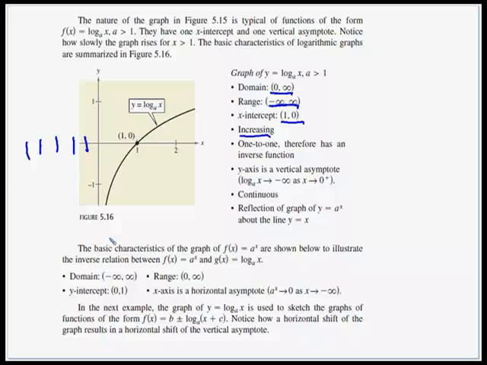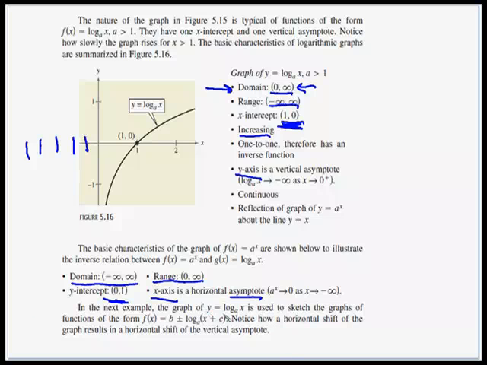And here below the picture, the basic characteristics of the exponential function are shown to illustrate the inverse relationship. So the domain was negative infinity to positive infinity, where in our logarithmic it was 0 to infinity. The range of our exponential was 0 to infinity, which is the domain of our logarithmic. The domain and the range were reversed. We had an x-intercept for our log function. We had a y-intercept for our exponential. The log has a y-axis asymptote. The exponential has an x-axis asymptote.